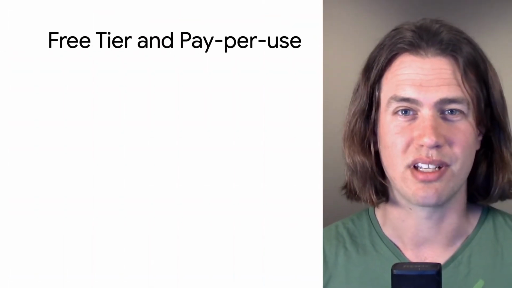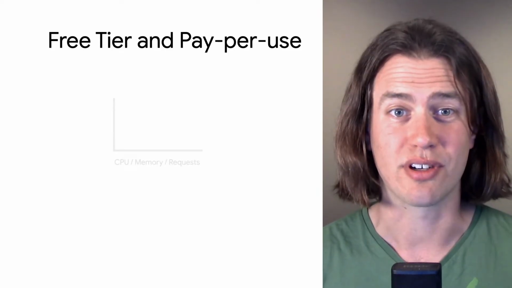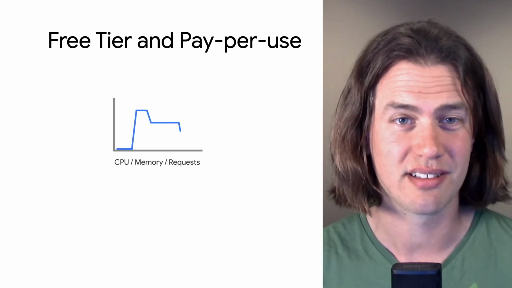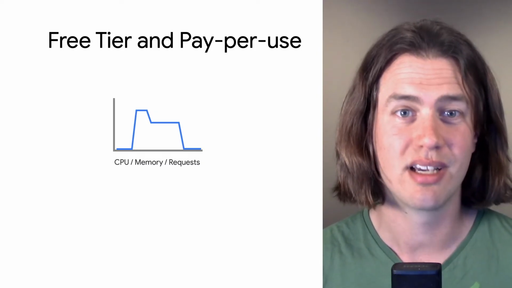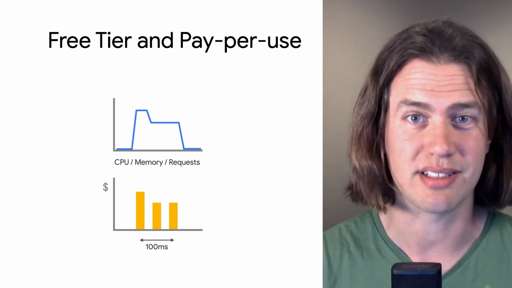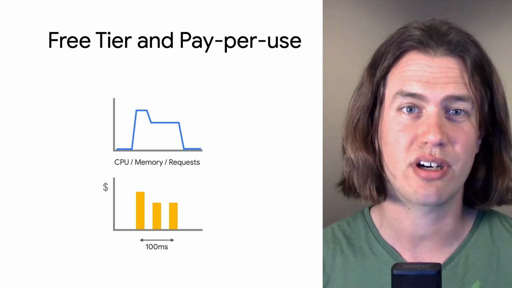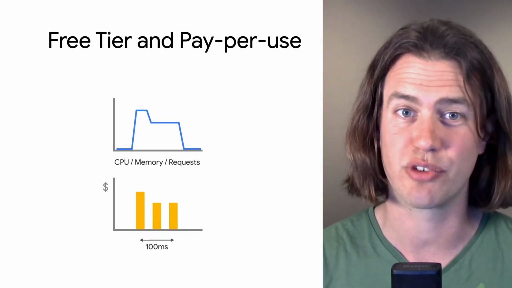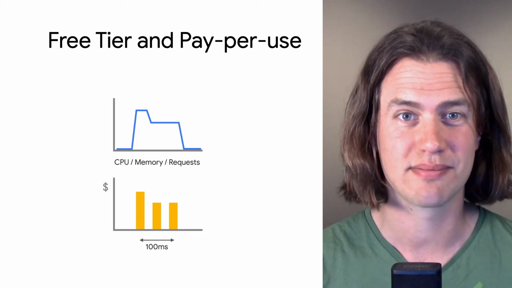I also want to talk a little about Cloud Run's pricing structure. First, there is the generous free tier, and for most casual development work, you're not charged at all. Outside of the free tier, you're charged on a pay-per-use basis. By default, you don't pay for idle capacity. You're charged for exactly the CPU and memory used, billed to the nearest 100 milliseconds.